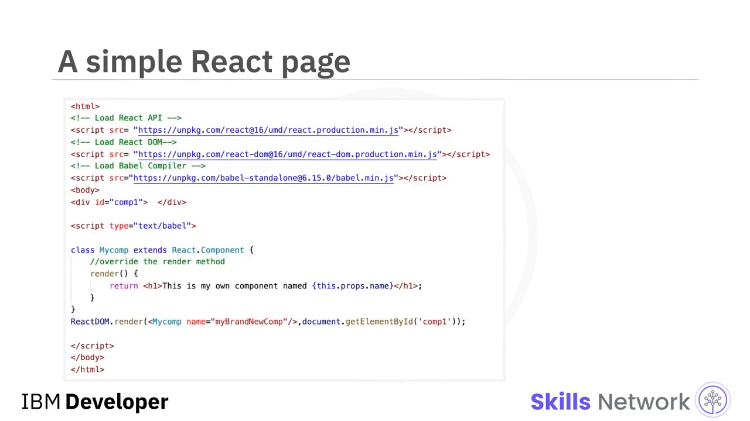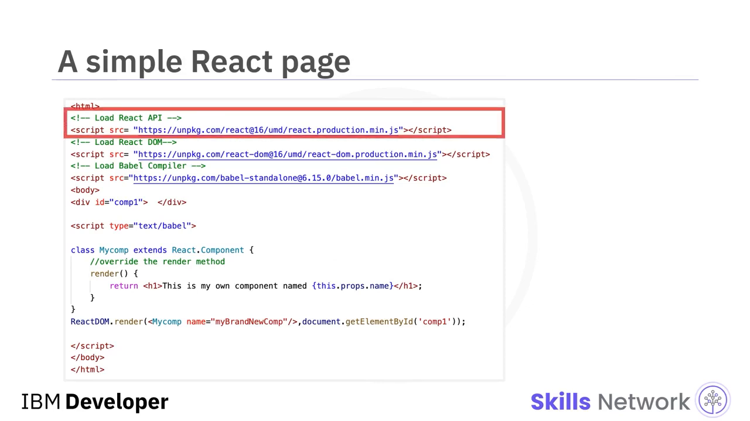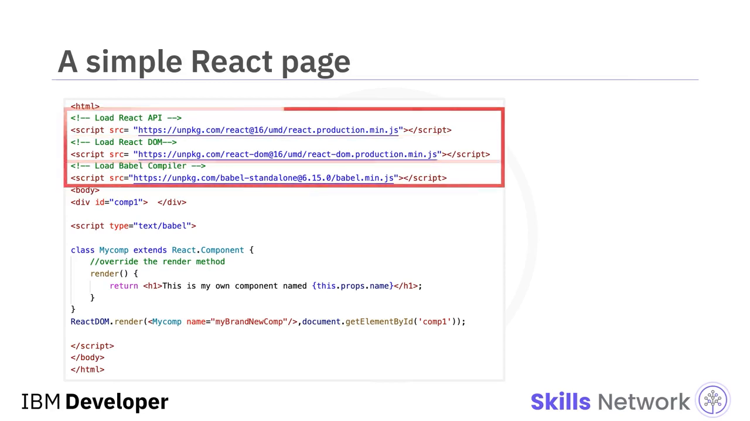So, a normal HTML page can be changed to render a React component. Most modern browsers support Babel scripts. You must include react.production.min.js, react.dom.production.min.js, and babel.min.js in the HTML, then the browser will handle the rest.